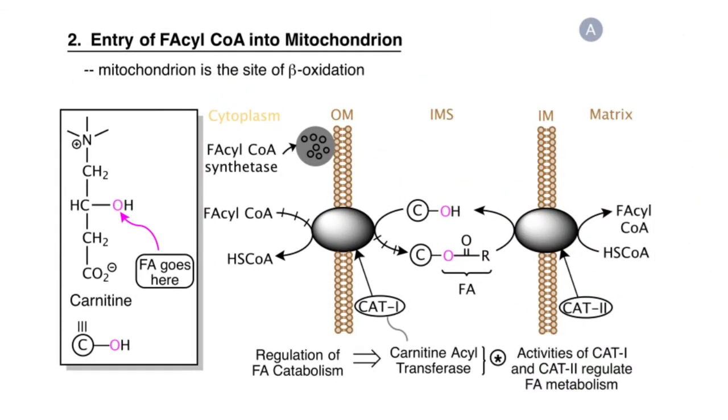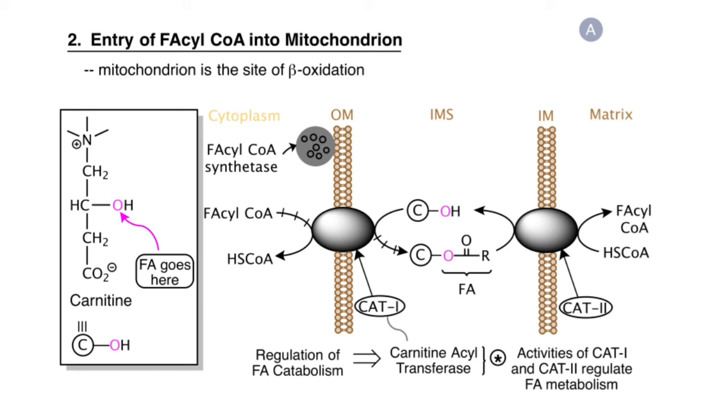Panel A shows the cytoplasm, the mitochondrial outer membrane, the intermembrane space, the inner membrane, and the mitochondrial matrix. As I just said, the matrix is going to be the site at which beta oxidation occurs. The intermembrane space contains a small alcohol called carnitine, and the mitochondrial outer membrane contains an enzyme called carnitine acyltransferase 1, or CAT1. CAT1 removes the acyl group from the fatty acyl coenzyme A in the cytoplasm and transfers it to the alcoholic residue in the center of the carnitine molecule, forming an ester of the fatty acid with carnitine.